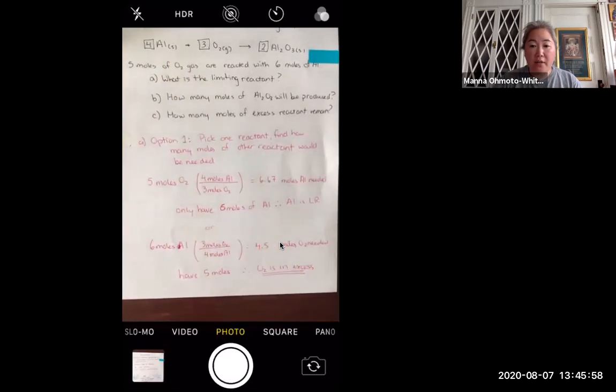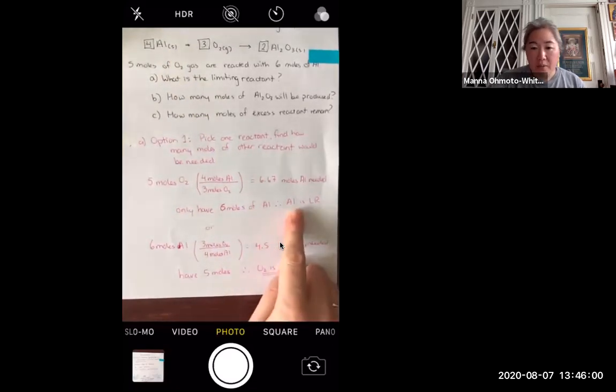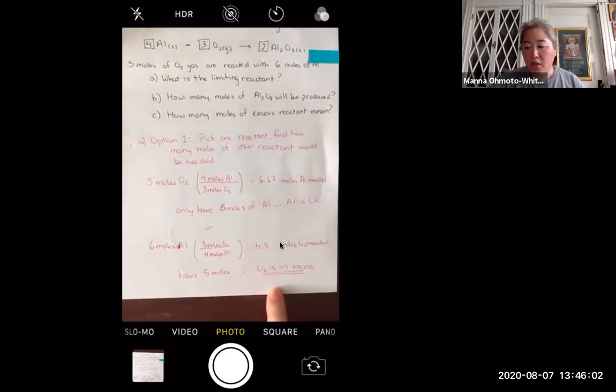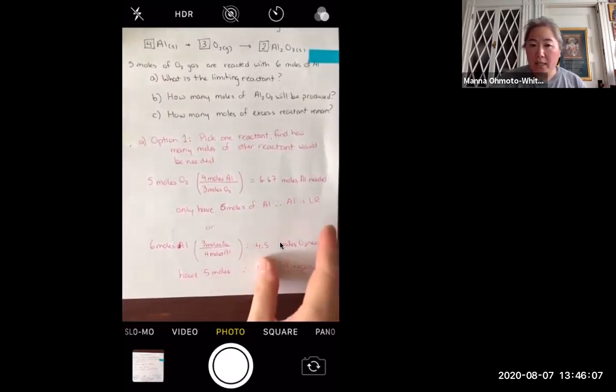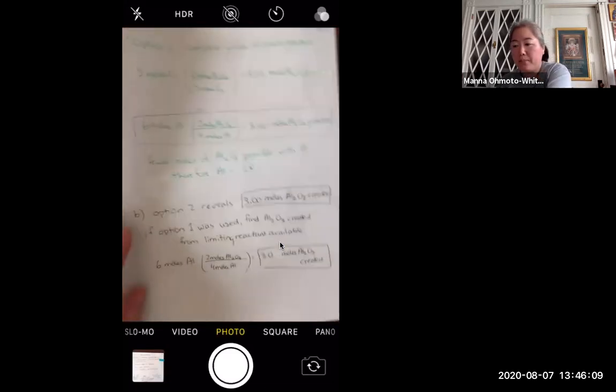Either way, you'll find out that aluminum is the limiting reactant or that oxygen is the excess reactant. So in limiting reactant problems, there's only one limiting reactant. Everything else is in excess.